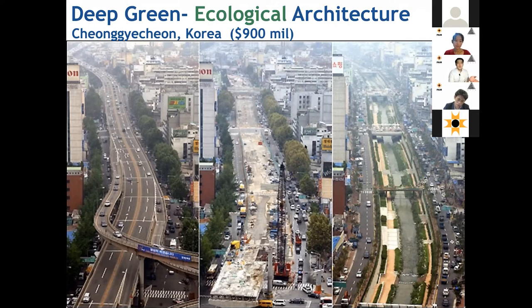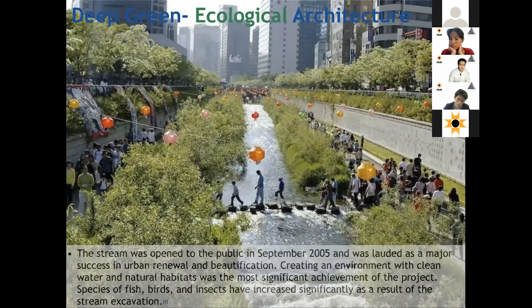So after the takeoff, this is how it looks today. During the summer time, people really enjoy it, people come over and the business flourishes. This is one of the successful infrastructure projects as well. It turned gray infrastructure into green infrastructure.